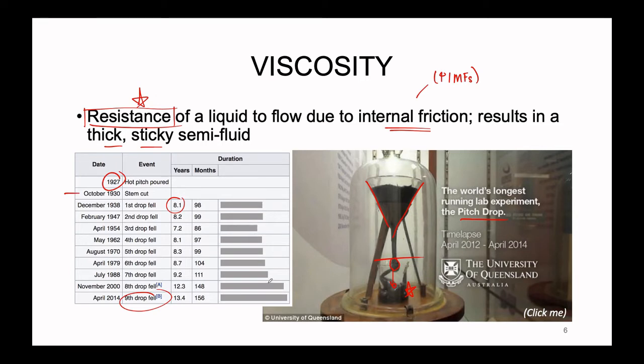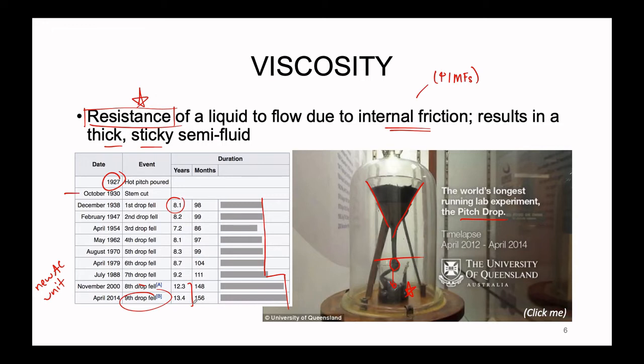In the first 7 drops, we can see the average was somewhere around 8 years for a drop to fall, and then suddenly there was this big increase in the year 2000. What happened in the year 2000 is that a new AC unit was installed in the building where this pitch drop experiment is taking place. Therefore, because now the room is cooler and more quality controlled, the time has increased to around 12 to 13 years in between drops falling. Now, as I said, this experiment is still being run today.